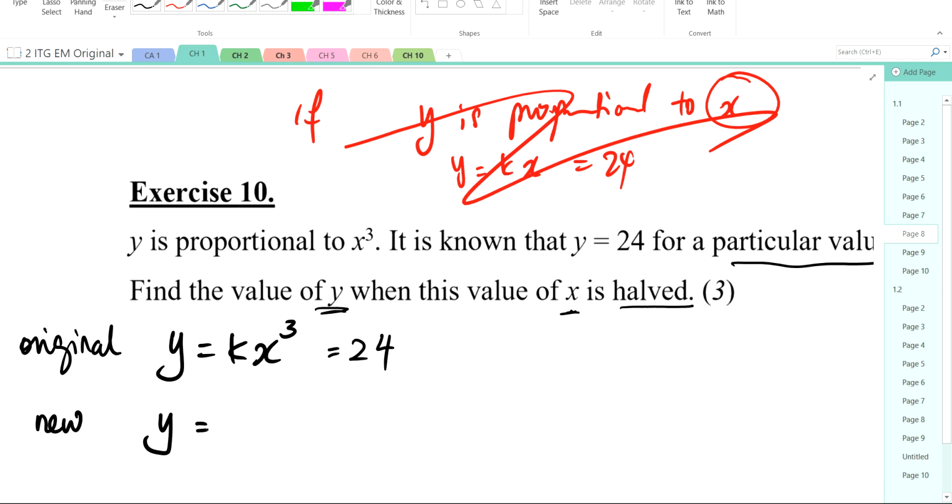What is the next thing that I can write? No, not half yet. Not yet. K, yes. Is there anything to change for k? No, because k is a constant. You need to keep reminding yourself that k is a constant. Then now I've got x cubed, right? Should I leave it as x cubed? Then what should it become? Half x cubed. Is it like this? Where should the cube be? Outside the bracket.